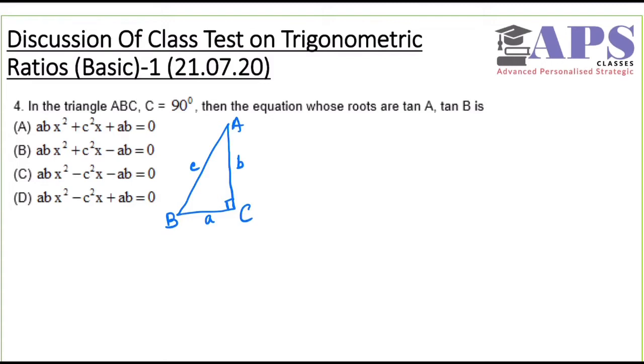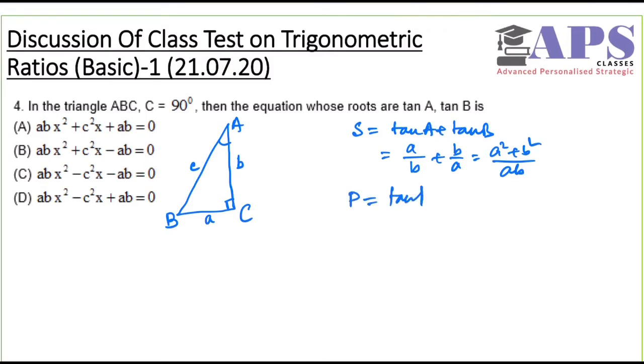Now C is 90 degrees, so what is the equation whose roots are tan A and tan B? Tan A and tan B are the roots, so the sum of the roots is tan A plus tan B. From the diagram we can say that tan A is equal to a by b, and tan B is equal to b by a. So the sum is a by b plus b by a, which is a square plus b square by ab, and the product of the roots is tan A tan B, which is a by b into b by a, that is 1.